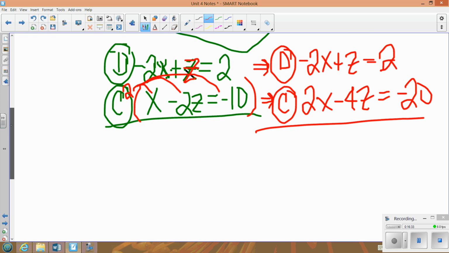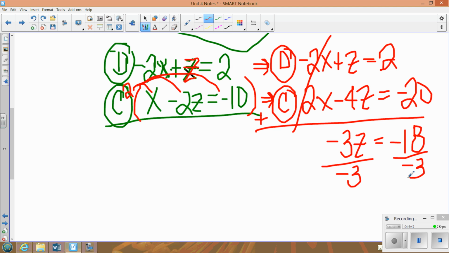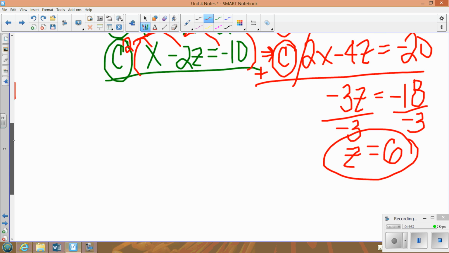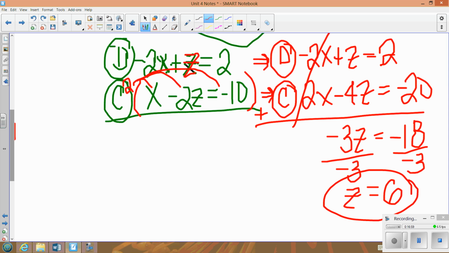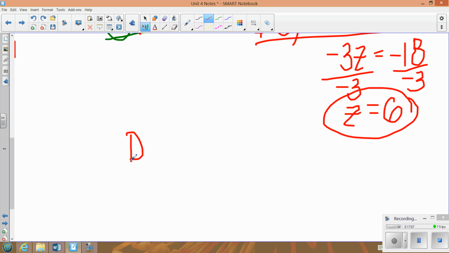Go ahead and add these to eliminate. So the x's are gone. I have negative 3z equals negative 18. Divide everything by negative 3. We get z equals 6. So now that I know what z is, now it's the same process as the last example. Figure out what the other variable is by plugging into D or C, plugging into one of the two variable equations. So let me go ahead and plug into D.